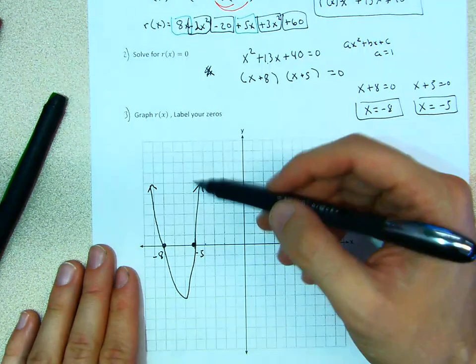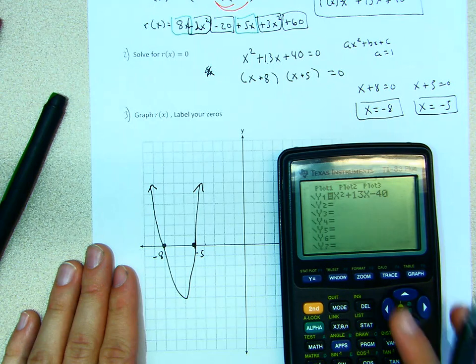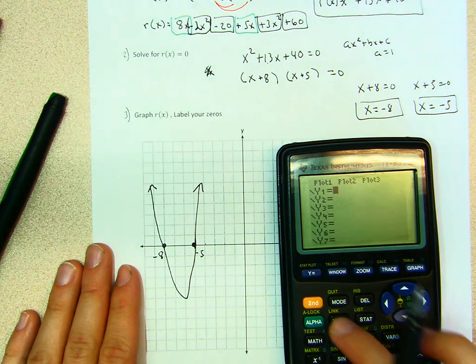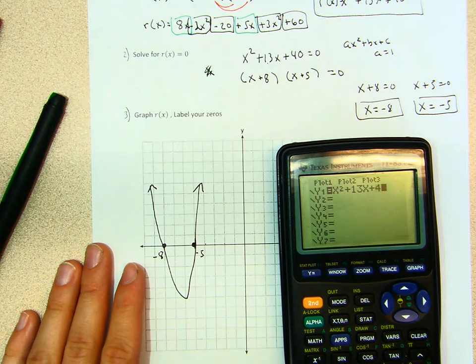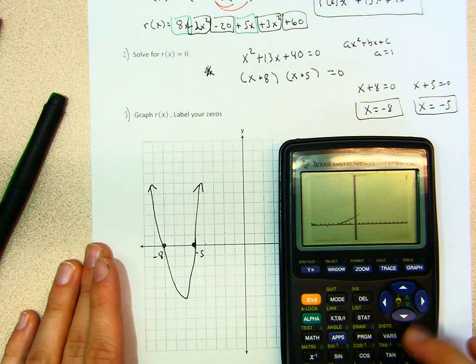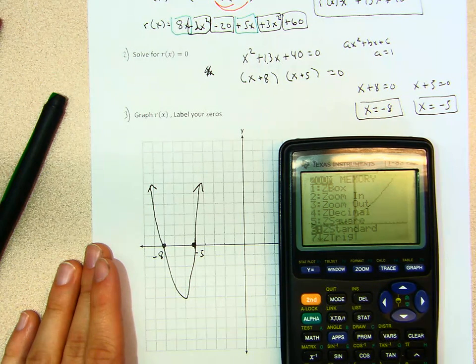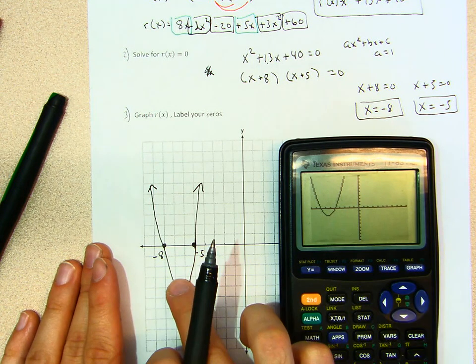But as long as you have this idea, that's really nice. And if you want, we could just put it into the calculator real quick to see what it should look like. Let's plug it in. X squared plus 13x plus 40, and if we graph it here, oh whoops, the window is very bad. Let me zoom standard, okay, and then bam, this is our graph here.